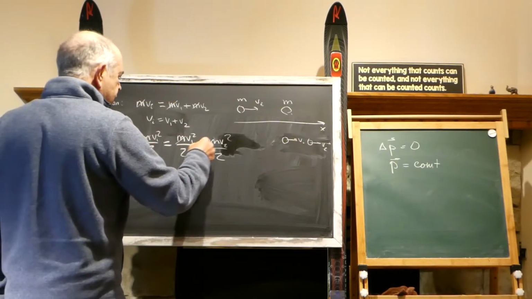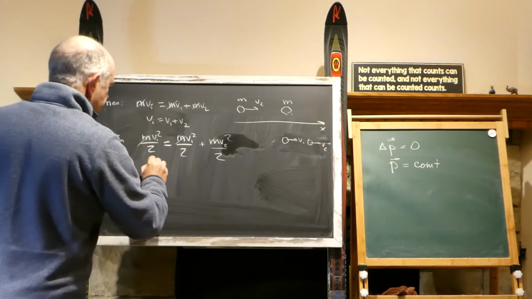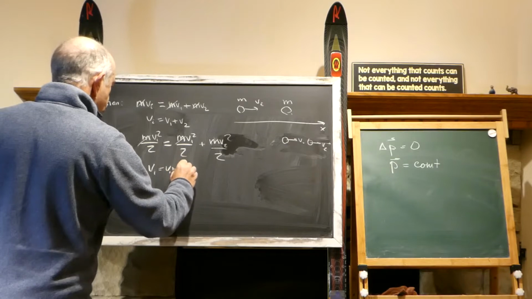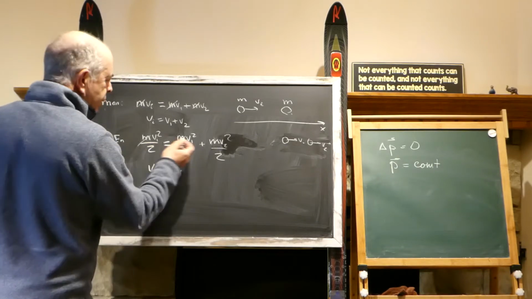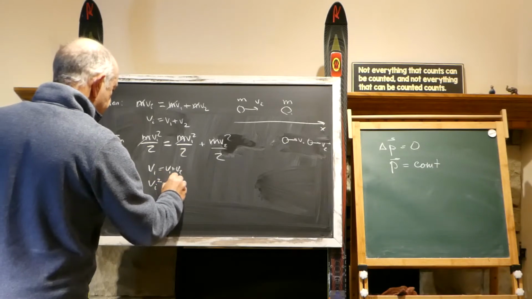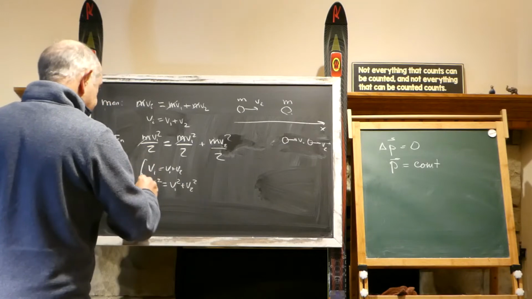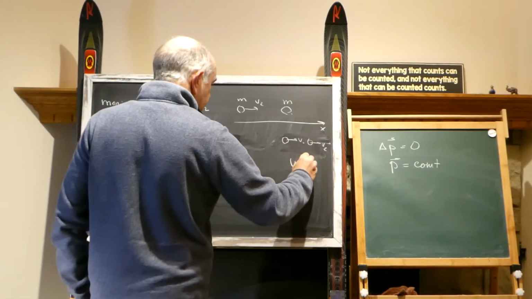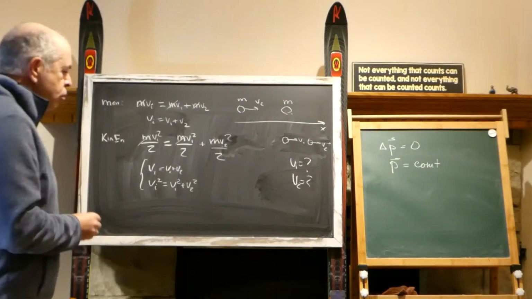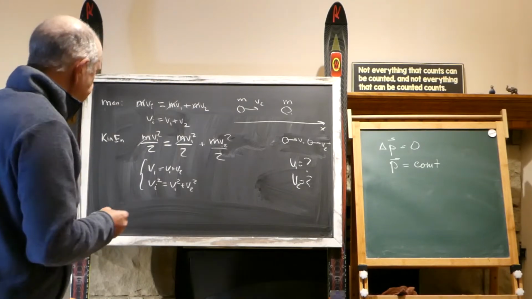Again, mass is a common factor that can be cancelled out, and I will write here again: v initial equals v1 plus v2, and for the second one, the 2 is also cancelled out: v initial squared equals v1 squared plus v2 squared. And now life is much better because I have v1 unknown and v2 unknown, but I have two equations with two unknowns, and there are extremely many ways to solve it.